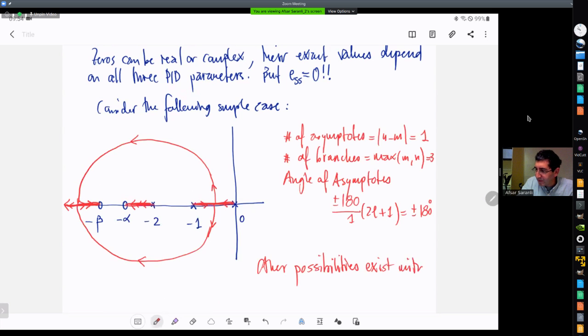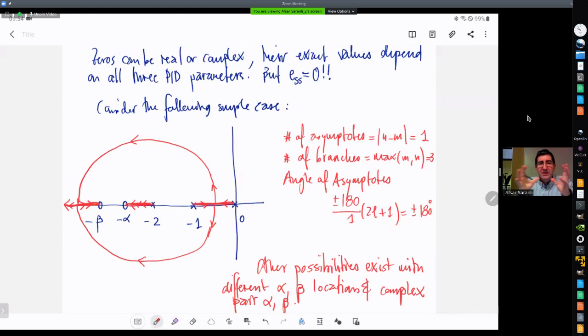With different alpha beta locations and complex pair alpha beta. Okay, so that just gives you an idea about what happens with the PID controller.